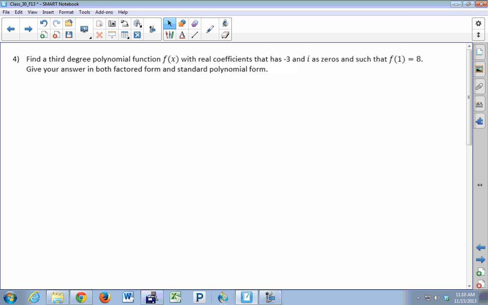Yep, -3 is the 0. So we know x equals -3 is a 0. So that tells us if we solve this for 0, we add 3 to both sides. So that means x plus 3 is a factor, right? So I write x plus 3.